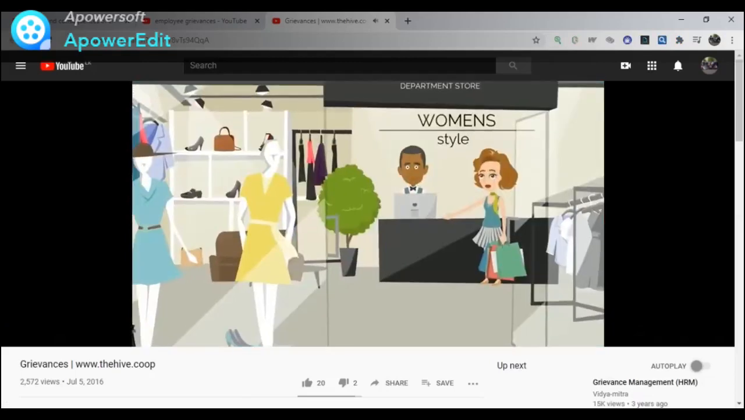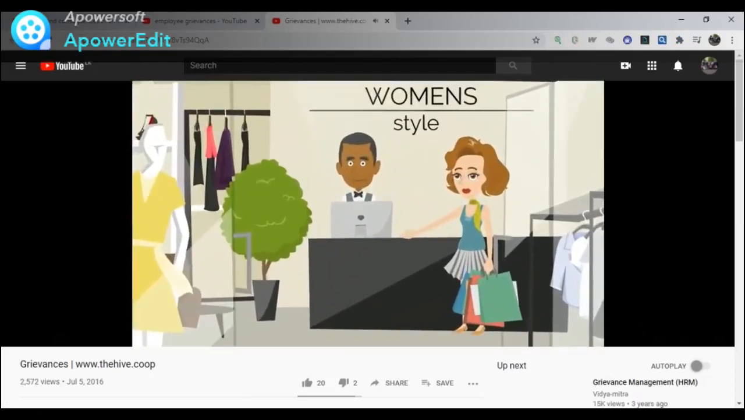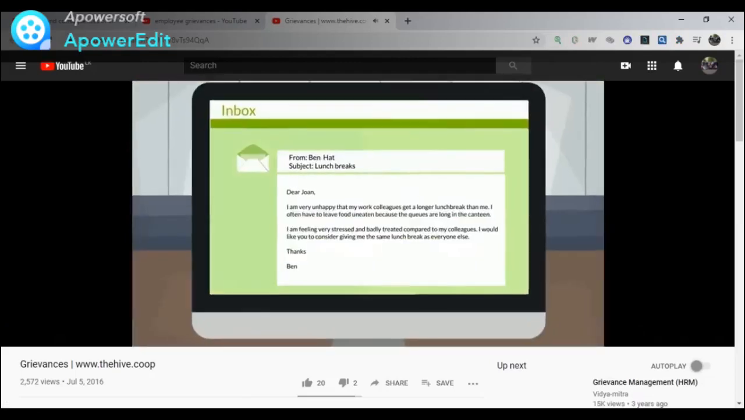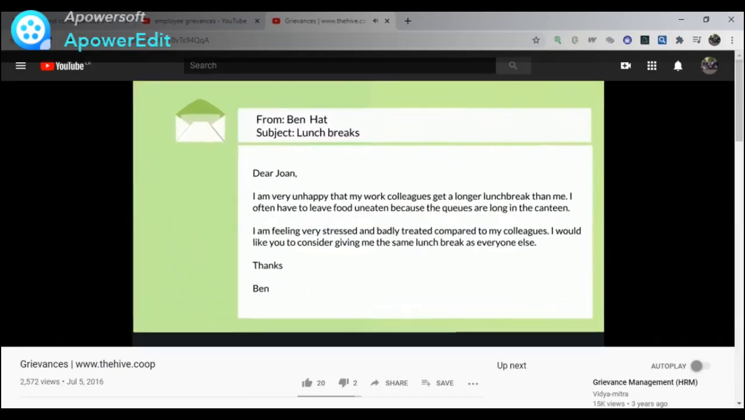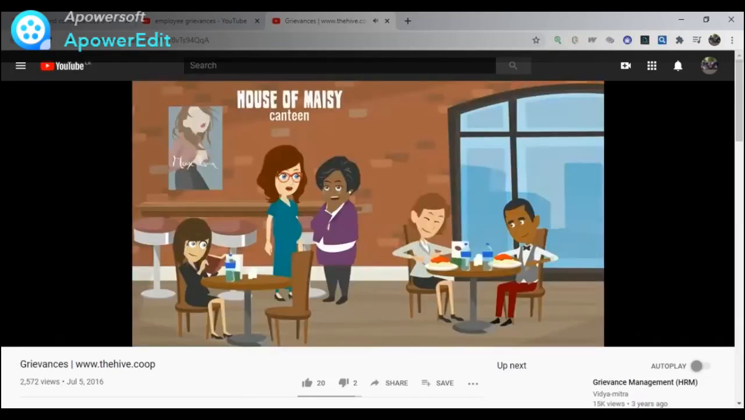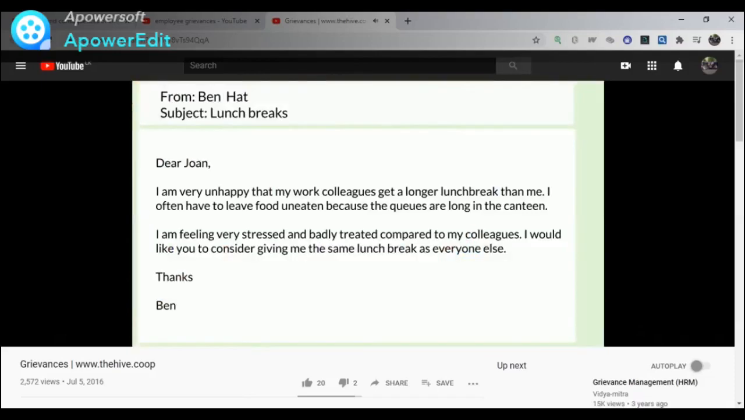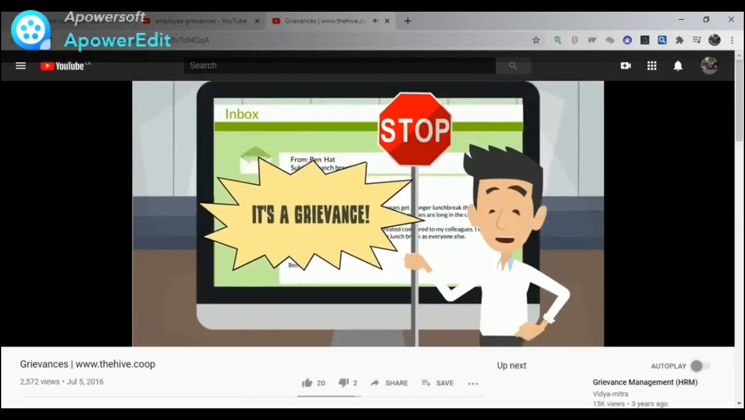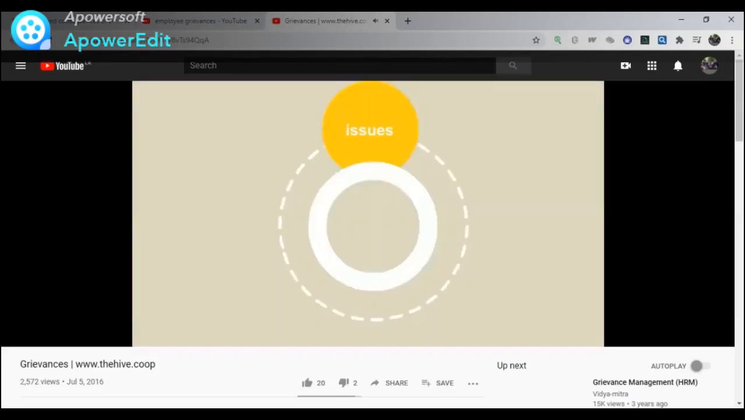Ben has raised a grievance about the length of his lunch break. He sends his line manager an email saying that he thinks it is unfair that other members of staff are allowed to take longer breaks. He wants his lunch break to be extended by 15 minutes. Immediately, you spot this as a complaint about working conditions and know you need to deal with it under your cooperative's grievance procedure. The next stage is to invite Ben to a meeting to discuss the issues he has raised.